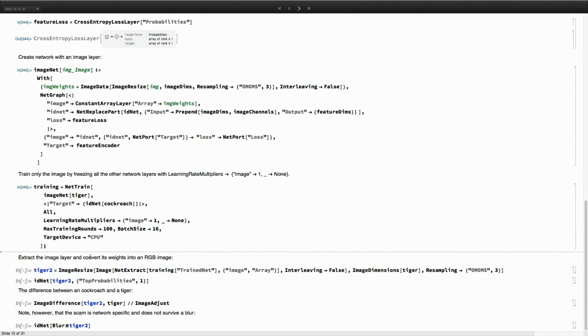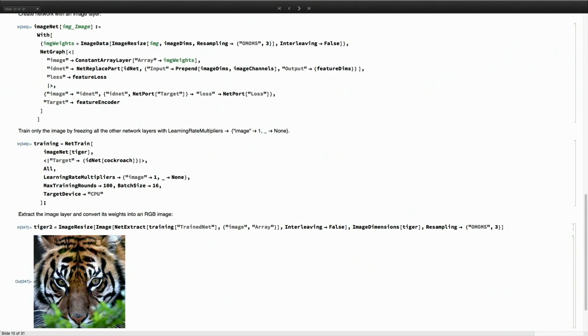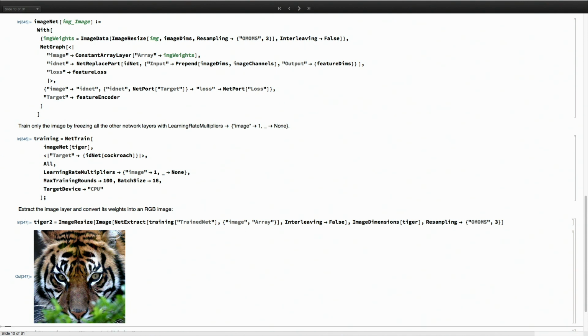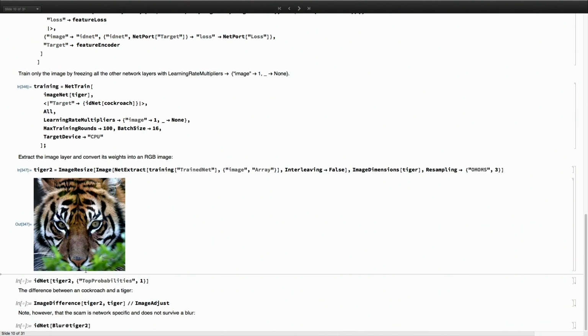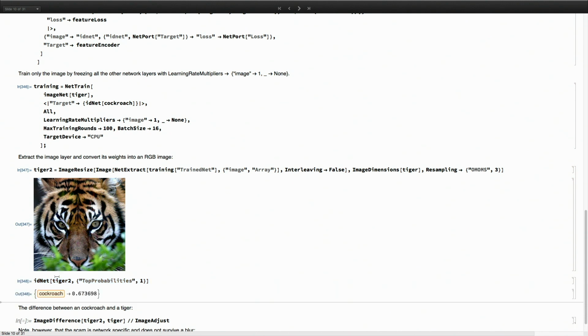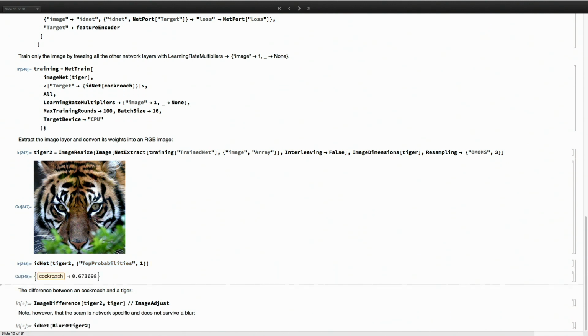So at the end of the day, I just take the first layer and read it out. And you see, well, it looks like a tiger. It looks so much like a tiger that you can't imagine that the neural network now reclassifies that as a cockroach. I can quickly demonstrate that here. I put it through, so this is tiger 2. I put it into the network, and you see cockroach with 67% probability. If I had run it even further, I would have gotten almost 99%.